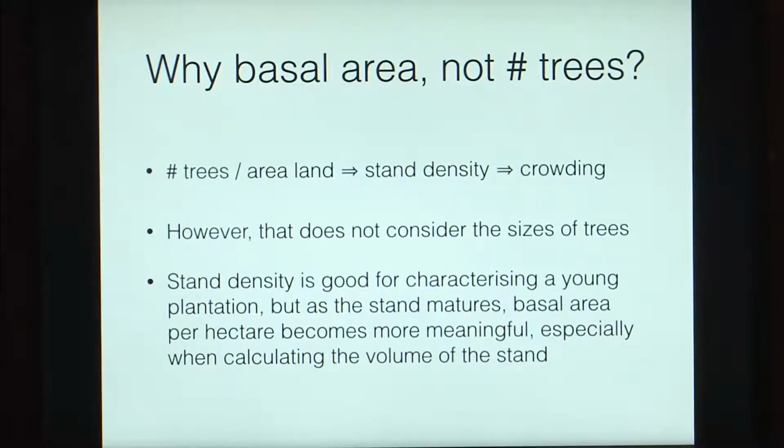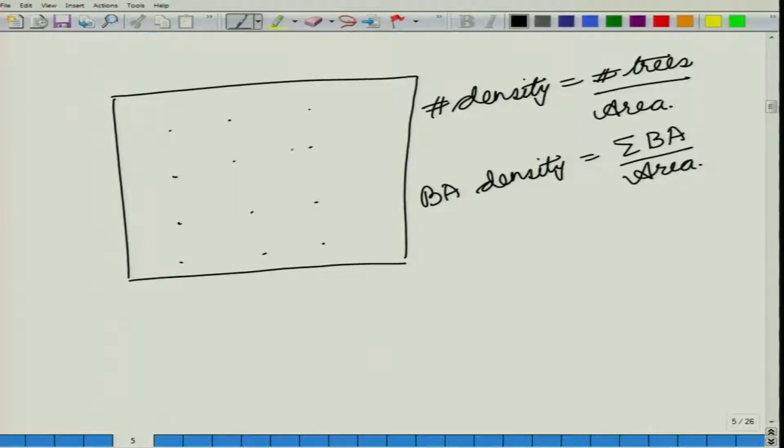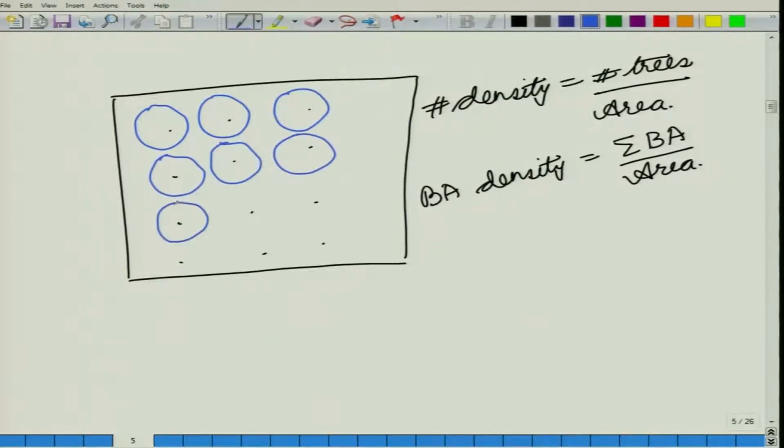So, what it is telling us is that if we move back to the tablet, whether our trees are thin as in this stand or whether our trees have very big stem diameters, the stand density is the same in both cases, or the number density is the same. However, if we calculated the basal area density, then we can observe that in the case of this blue stand, the amount of crowding is much more as compared to the black stand.